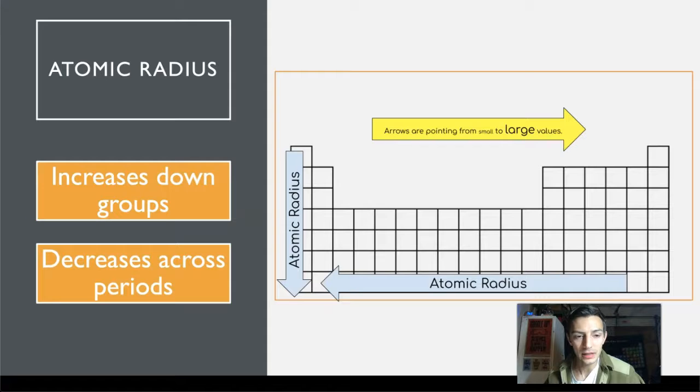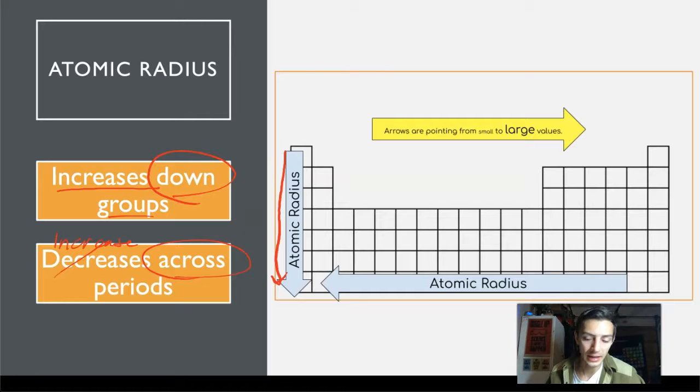We're giving you the idea that atomic radius increases as you go down a group, and that is indicated by this arrow, and it decreases as you go across a period from left to right. Or you could say it another way. Instead of decreasing, you could say it increases as you go across a period from right to left.